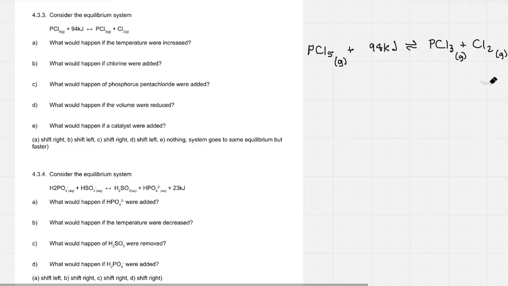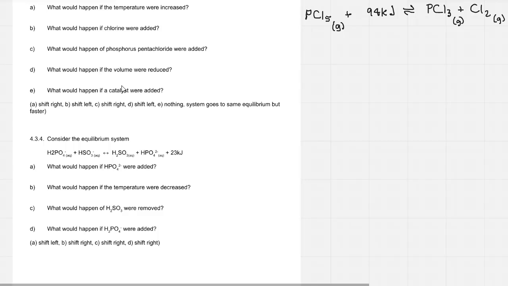And finally, what if we added a catalyst? Catalysts are the classic trick question when you're doing problems like this. A catalyst doesn't do anything to your equilibrium. It doesn't push you to the left or to the right. What it does is it makes you get to your equilibrium point sooner. So pretty much anytime we ask you about what a catalyst does, the answer is nothing except you get to your equilibrium point. You get to the same equilibrium, but you get there in less time.